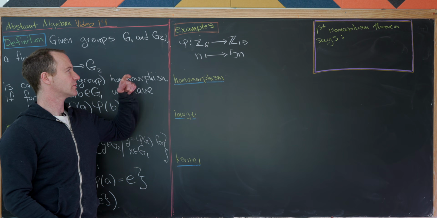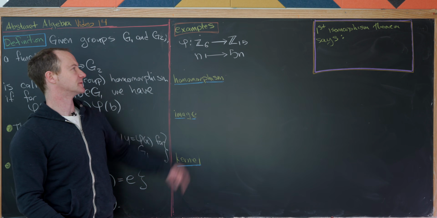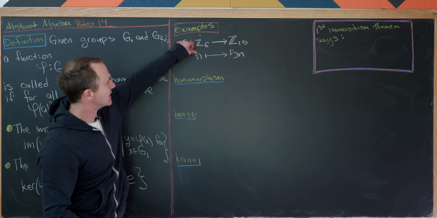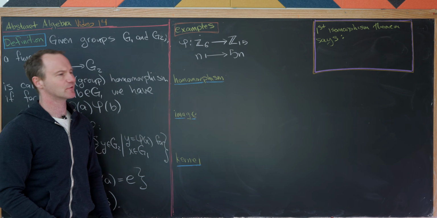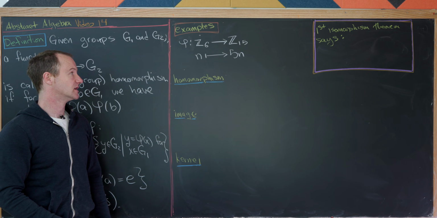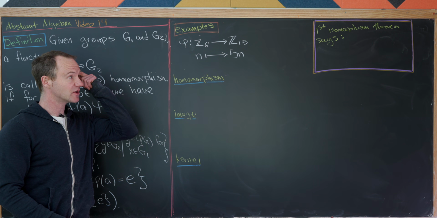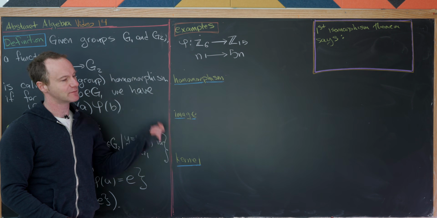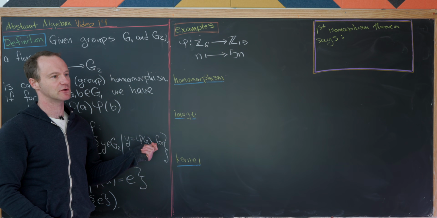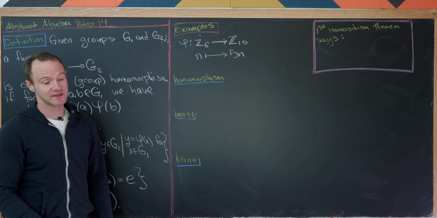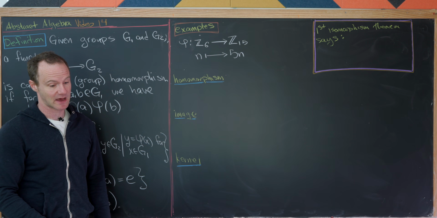For our last example, let's take the map phi, which goes from Z6 to Z15, and it takes n to 5n, where on each side we're assuming that n is the equivalence class. Technically here you need to check that this is well defined, but we've done that a couple of times in this video already, so maybe I'll leave that as an exercise for you to check that this is indeed a well-defined map.